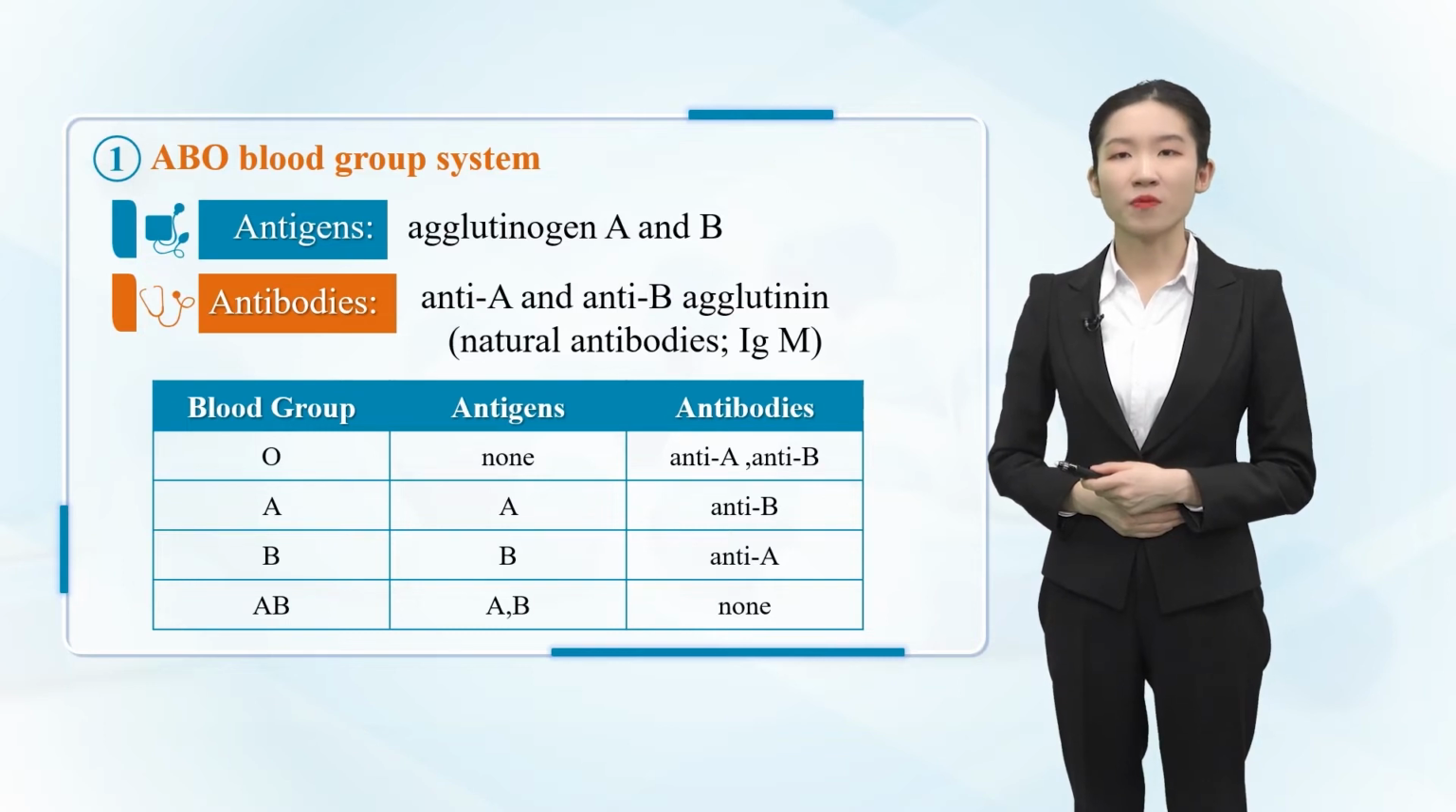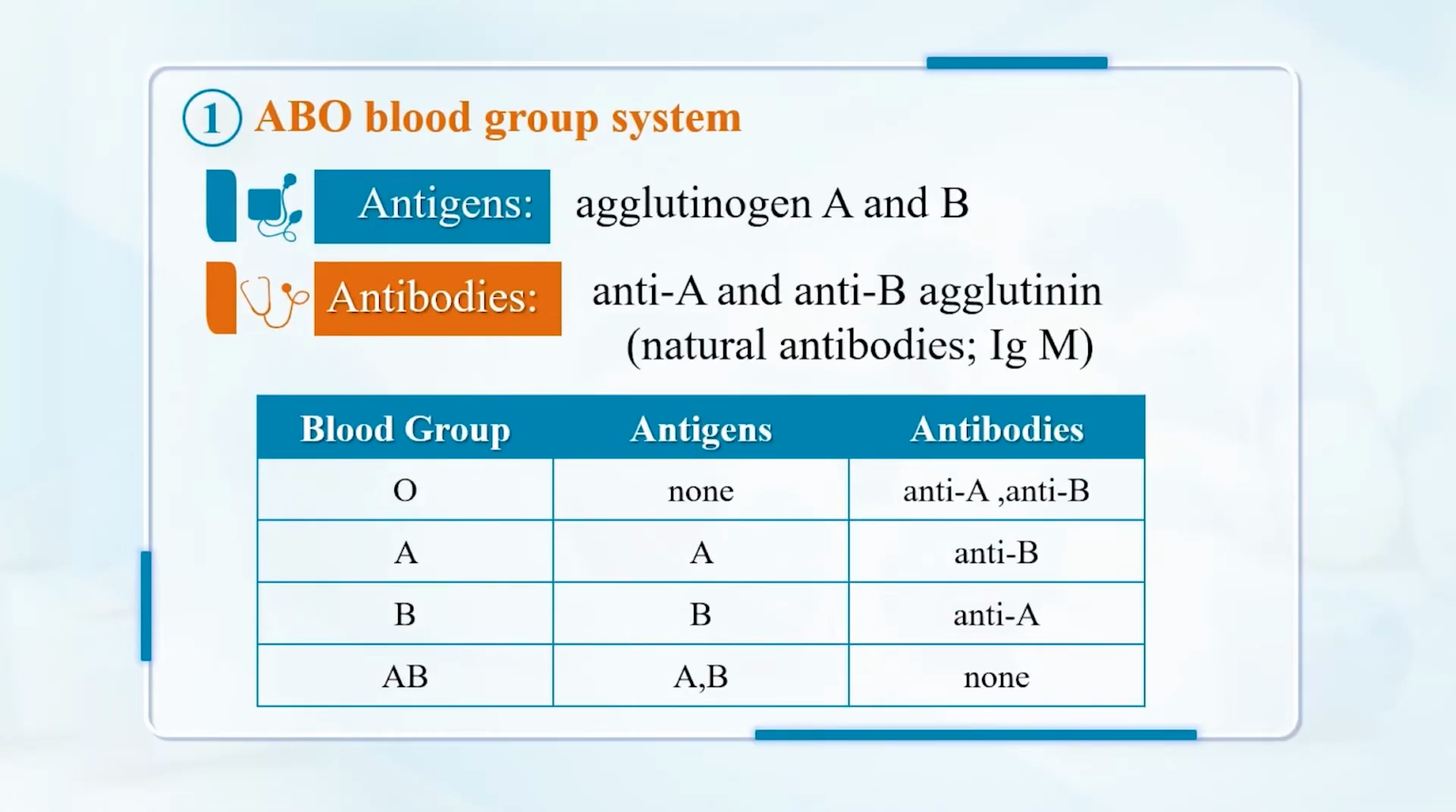Let's look at this form together. There are four blood groups, O, A, B, and AB. Blood group O has no antigen and has anti-A and anti-B.